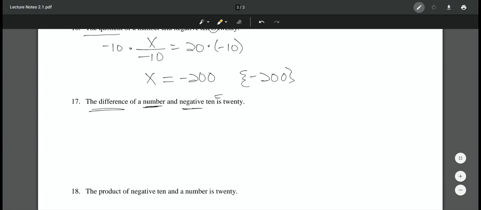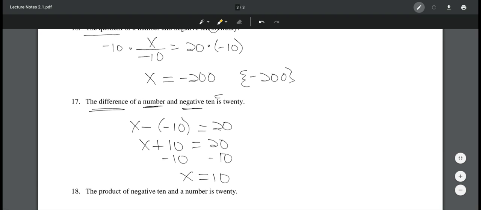Number 17, the difference of this number and this number is 20. So the difference, a subtraction problem, the difference of a number and -10 is 20. All right. I can change this to add the opposite, and then I would subtract 10 from both sides to get an outcome of 10. So my final answer would be 10.